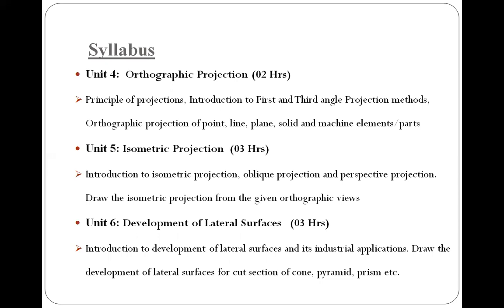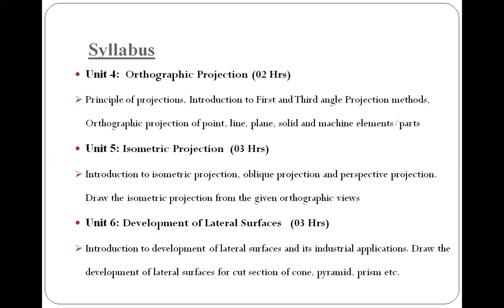Unit number 4 is orthographic projection. Orthographic projection means a complete representation of the three-dimensional object in terms of two dimensions. After seeing these two-dimensional views, one can get the information of the three-dimensional object. In orthographic projection, we'll learn about the principle of projection, introduction to the first and third angle projection methods, and orthographic projection of a point, line, plane, solid and machine element parts.